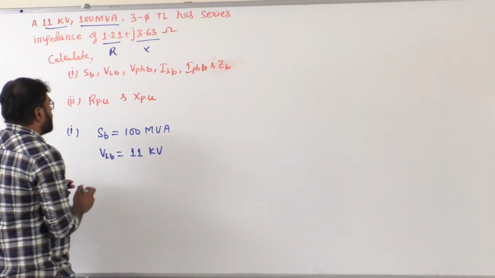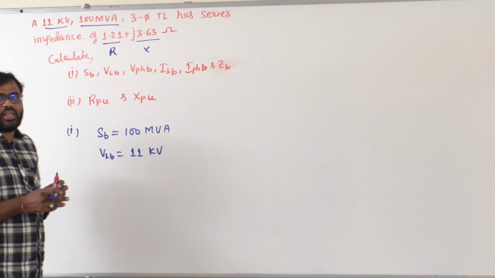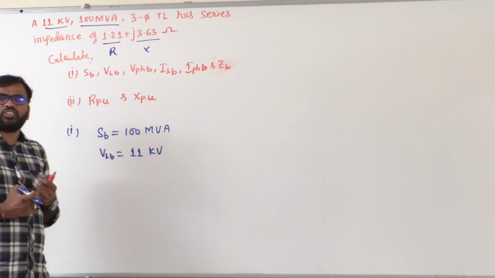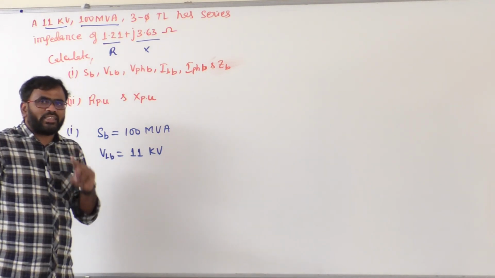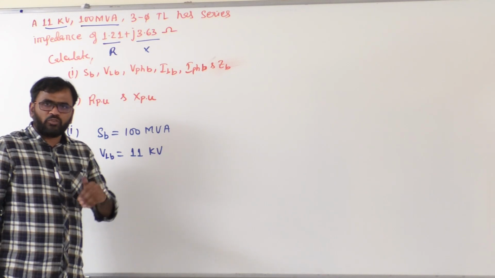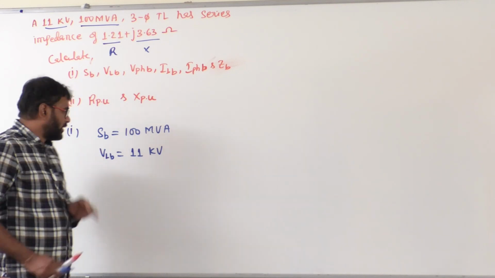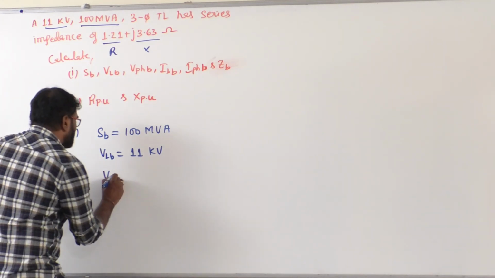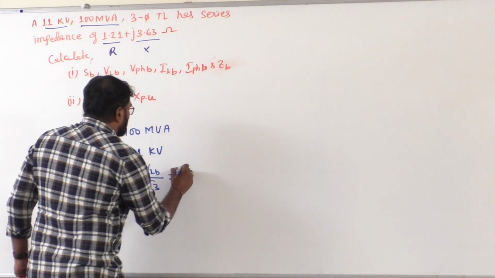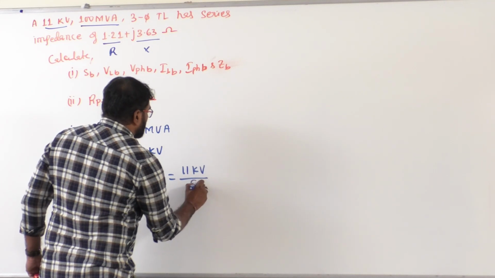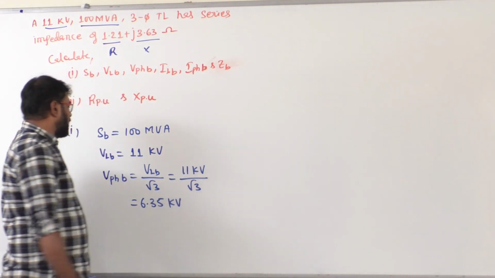So tell me, what is V phase base? But sir, it is a transmission line. Tell me, is it a star connection system or delta connection system? We already discussed in PS1. A transmission line is neither connected in star nor connected in delta. But from an analysis point of view, we apply star connection principles. So V phase base is V line base by root 3. That means 11 kV by root 3, which is 6.35 kV approximately.